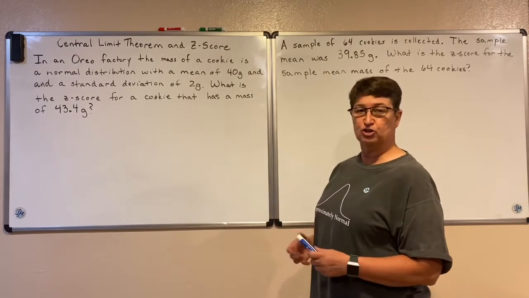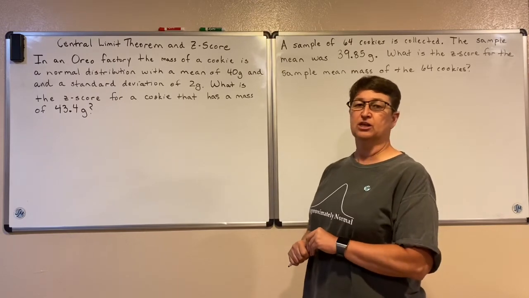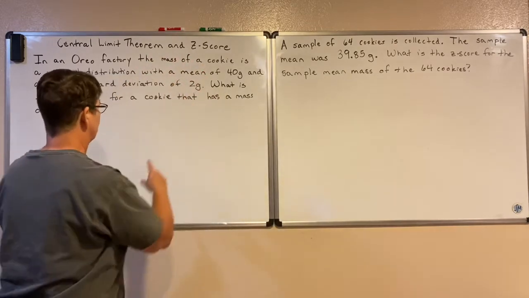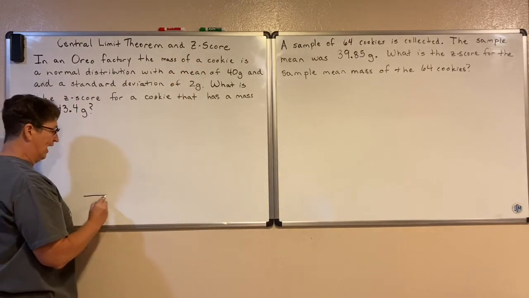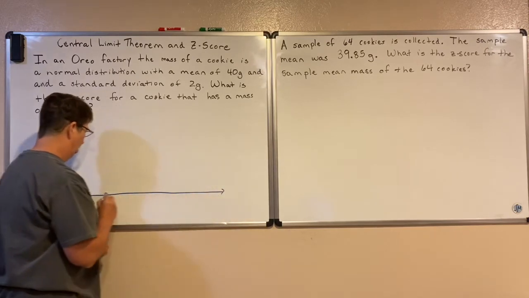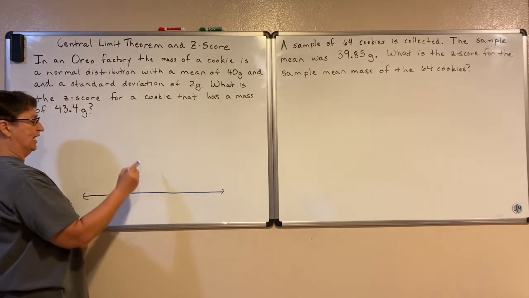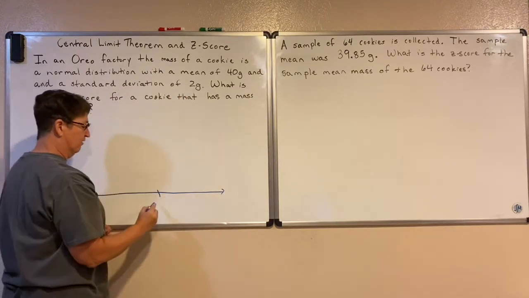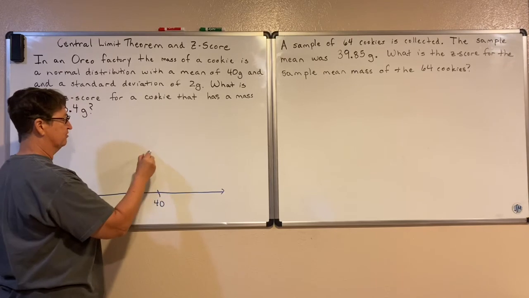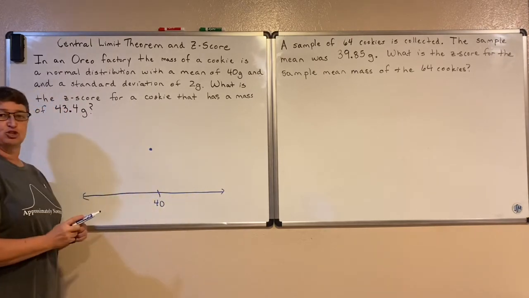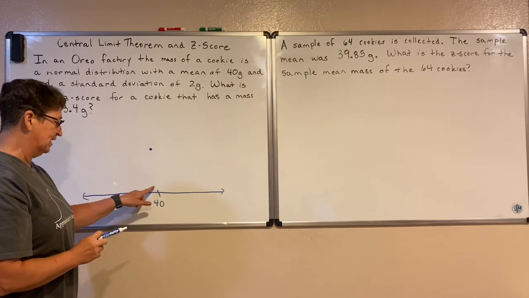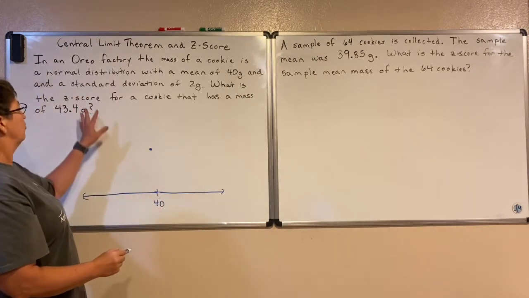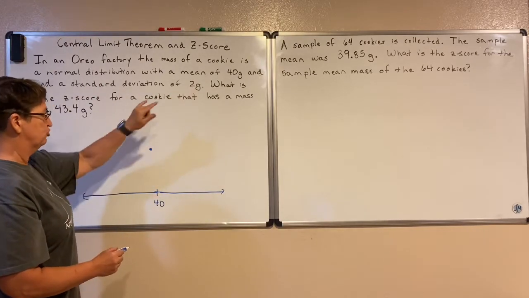So let's first look at this distribution that this cookie belongs to. So this population of cookies, if we were to weigh or find the mass of all of those cookies, we'd create a distribution. It would be a normal distribution with a mean of 40. So remember, our mean is here in the center. In a normal distribution, your mean, median, and mode are right in the middle, at the high point. Then we can count by this standard deviation of 2 grams.